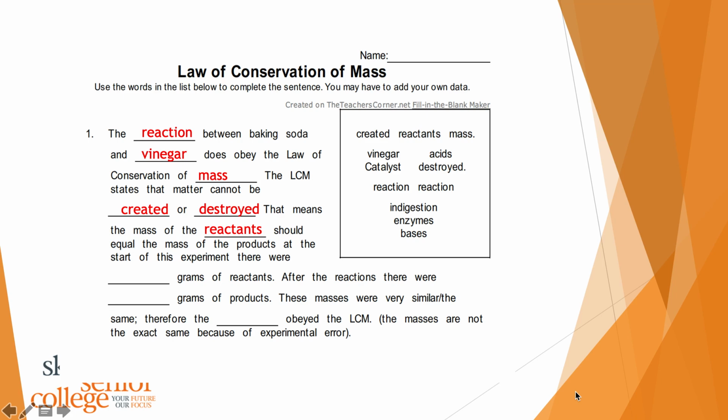The last one then: therefore, the reaction obeyed the law of conservation of mass. So it's a nice, easy, simple experiment that demonstrates this really important law. Two lessons ago, we discussed phlogiston, and the law of conservation of mass essentially allowed us to get rid of that incorrect theory, because we knew that things had to weigh the same. So that was Antoine Lavoisier.